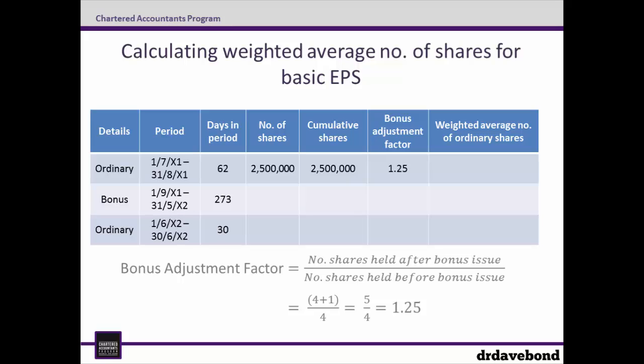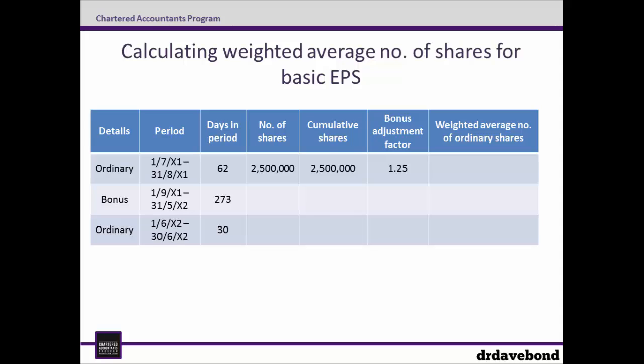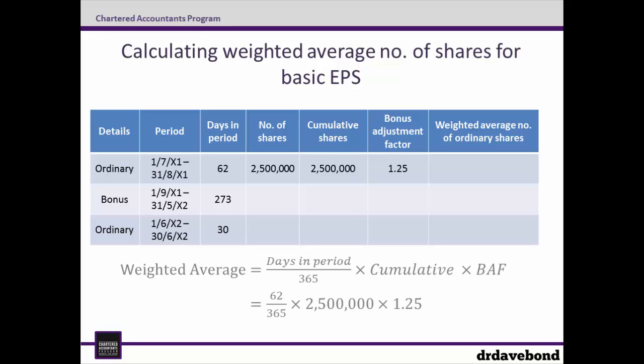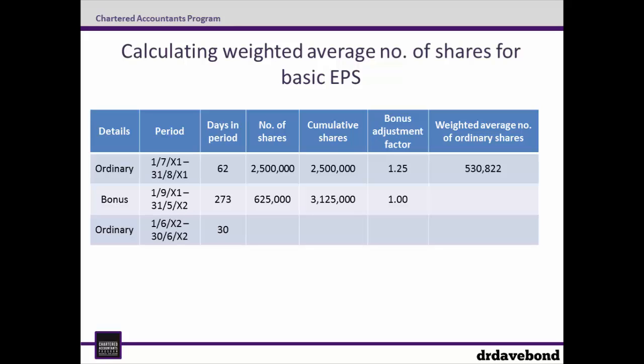The final column, the weighted average number of ordinary shares, is the days in the period divided by 365, multiplied by the cumulative shares in the row, and multiplied by the bonus adjustment factor. This yields 530,822. This process is continued for the bonus share issue, with the exception that we don't have to calculate the bonus adjustment factor. We can assume it's 1.